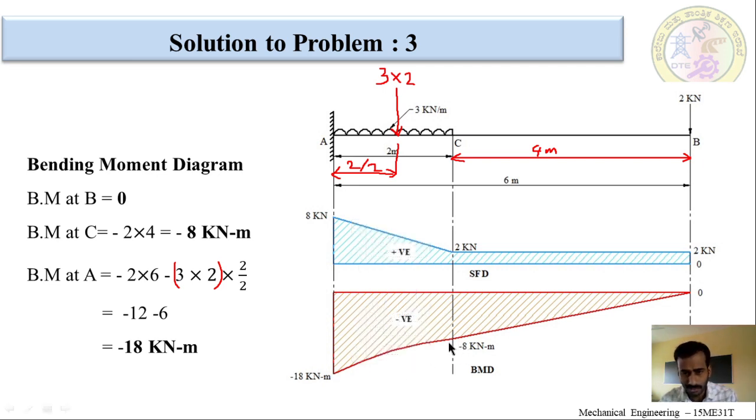Okay. So, as we have already drawn, hatch the diagram of the bending moment area and place a negative sign. You have to mark it as negative, because it is a hogging bending moment. You have to consider it as a negative sign according to the sign conventions. So, this is the solution for the problem number 3.